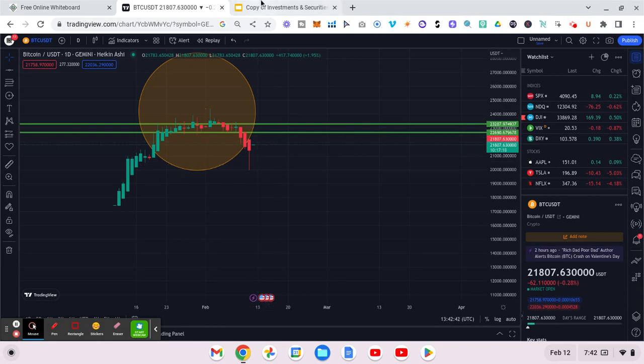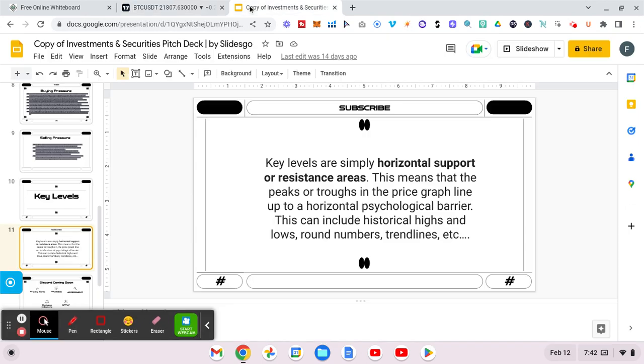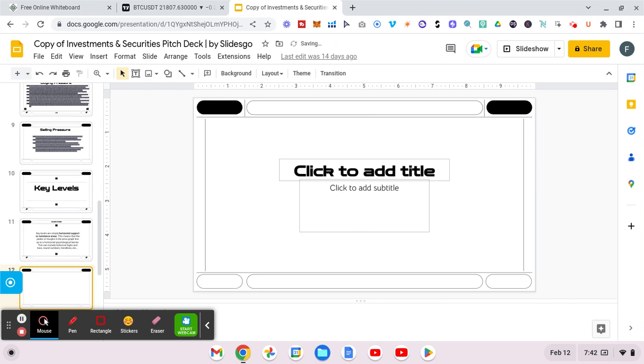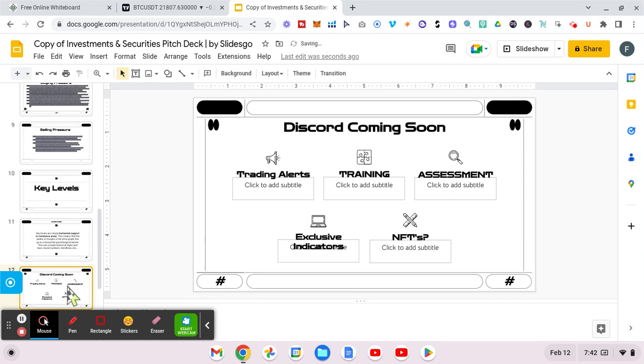So that is how you find key levels. That's how you find support and resistance. That is just the basic way about it. We are going to be dropping some more advanced videos, so be on the lookout for that.